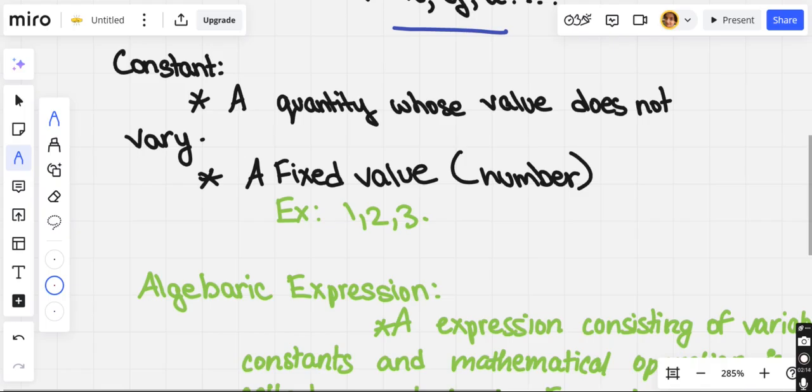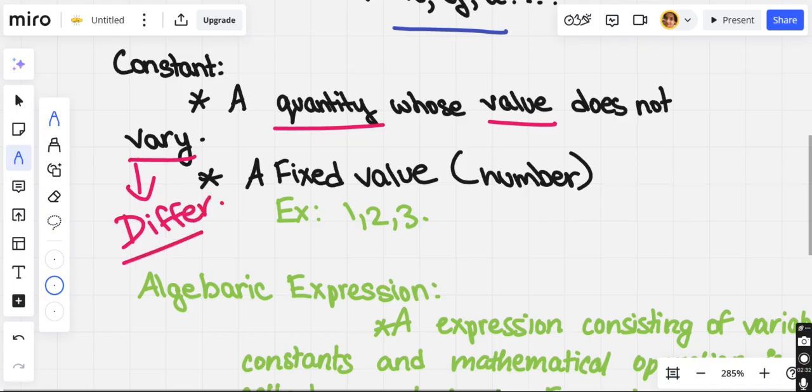Next is constant. A quantity whose value does not vary. So these are the keywords: quantity, value, vary. Vary is nothing but differ. So they all are the same, a fixed value.